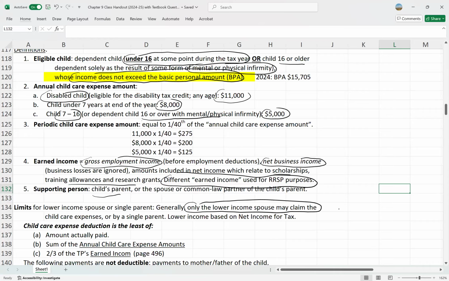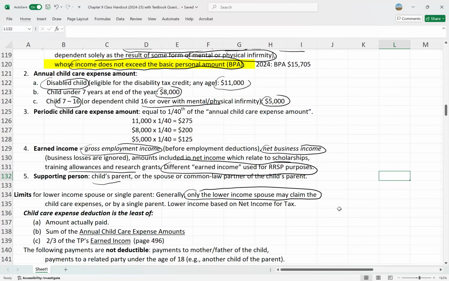So that's sort of where the argument comes from, that only the lower income spouse may claim childcare expenses. There are some exceptions when the higher income spouse can claim childcare expenses. We'll talk about that next. But the lower income spouse is based on their net income for tax purposes, 3A plus 3B minus 3C minus 3D. So it's based on that net income amount that will determine which is the lower income spouse.